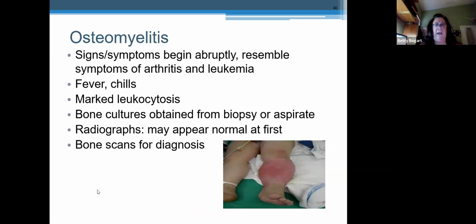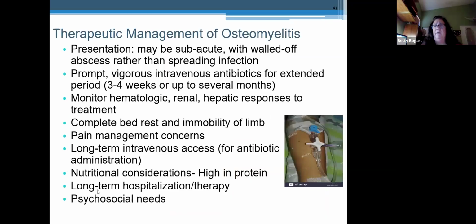All right, so now we know what it is. If we can do a biopsy or aspirate, we will. But again, what is our treatment? IV antibiotics. This is a severe bone infection, and it's going to take a long time, 3 to 4 weeks, up to several months. Now, this is a staph infection. What antibiotics are going to be used in this IV antibiotics at home? Probably with a PICC line, right?